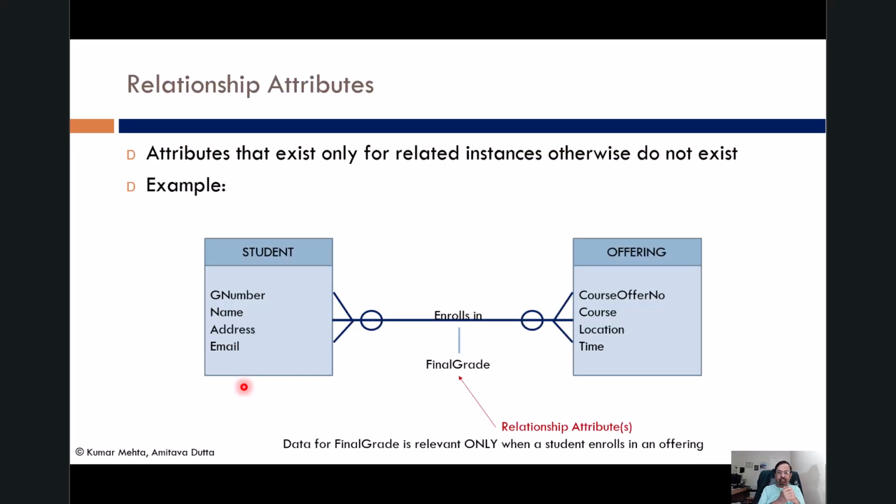So let's first look at this thing called relationship attributes. So far, in the last lecture that we had, what have we said? We said that we have this thing called an entity, in this case, for example, student, and every entity has properties or attributes that we store information about. For the student in this case, we store the student's G number, the name, address, and email of the student. So these four things are attributes of the entity.